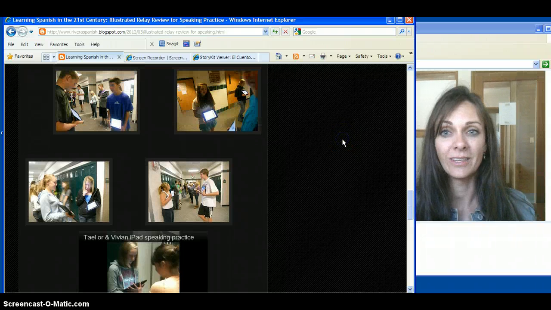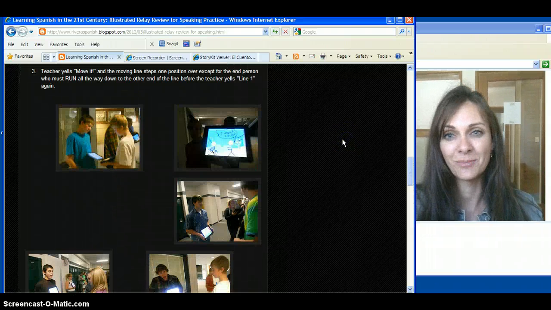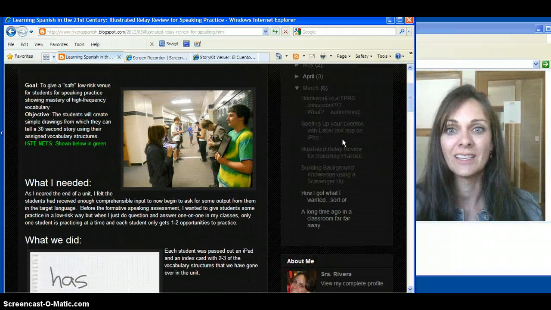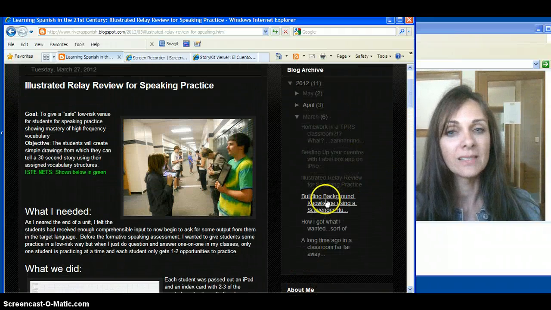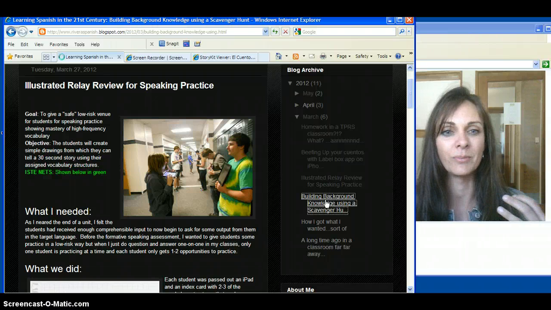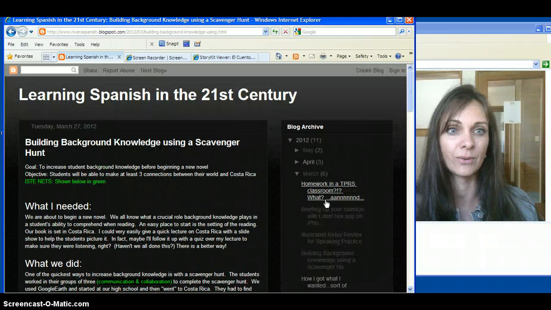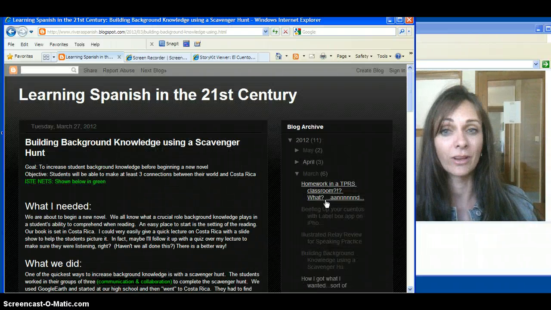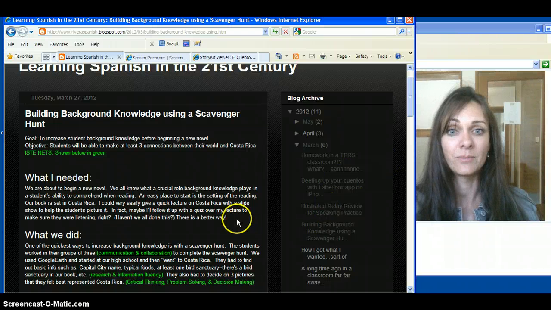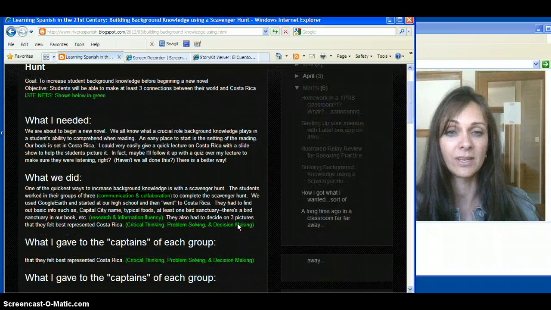One more activity, because there are many, and you can come to this blog later to check it out if you want to. But one of the other activities that we did: usually when we start a new reading, the teacher needs to build background knowledge for the students so that they have some kind of schema from which to build their comprehension as they're reading the new book. We were about to start a book that was set in Costa Rica, and so I wanted to build their background knowledge of Costa Rica.